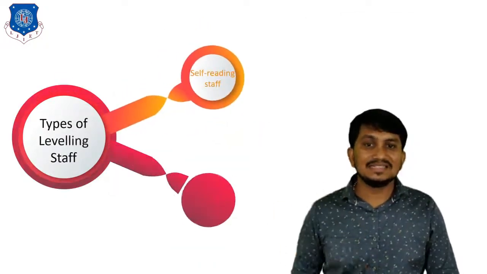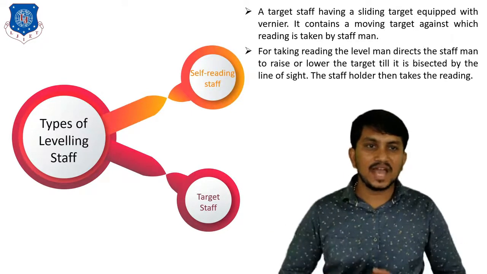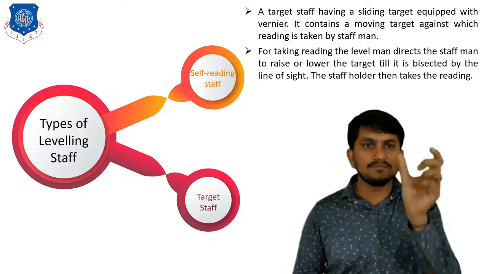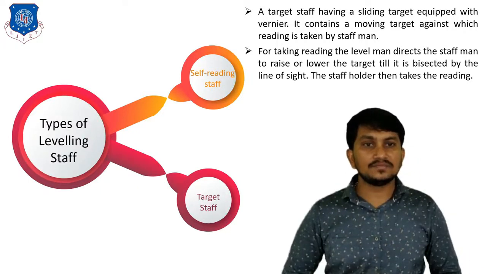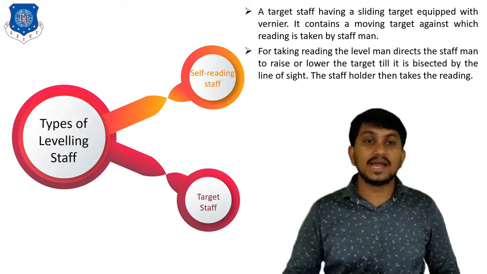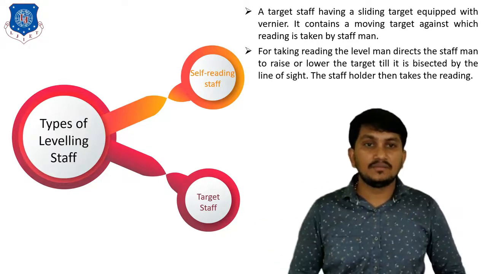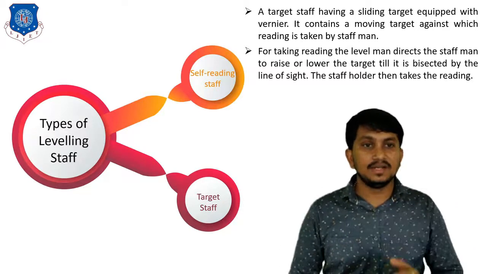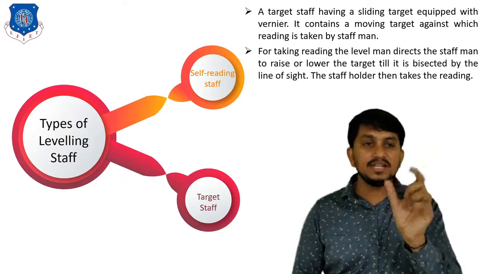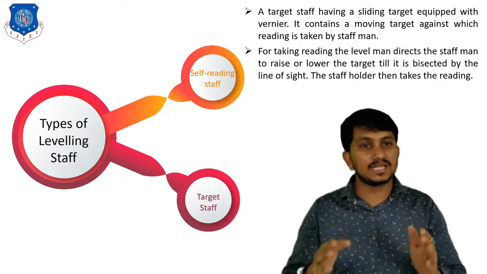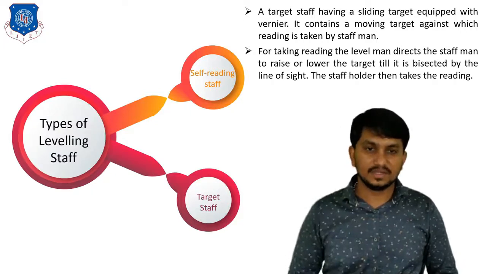Now let's discuss the second type of leveling staff, which is target staff. A target staff has a sliding target equipped with a vernier. It contains a moving target against which the reading is taken by the staffman, who is holding the leveling staff. For taking readings, the levelman directs the staffman to raise or lower the target till it is bisected by the line of sight. The staff holder then takes the reading.